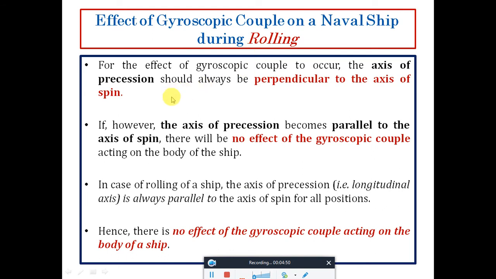And during rolling, no effect of the gyroscopic couple would be acting on the body of the ship. Why? Because the axis of the precession becomes parallel to the axis of the spin. Therefore, we will have no effect of the gyroscopic couple. That means there will be no effect in turning or in making the ship move. So this is very important.